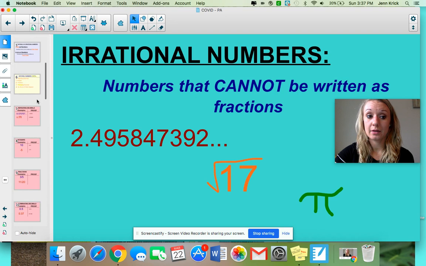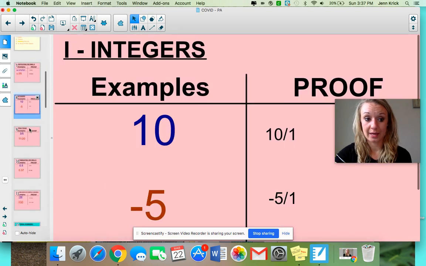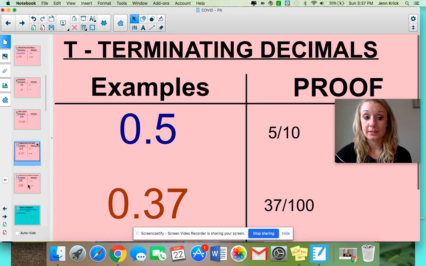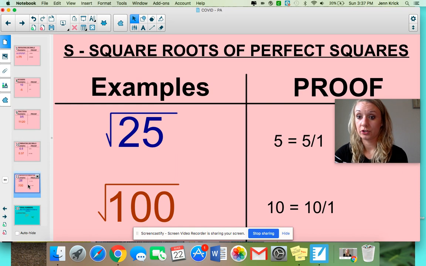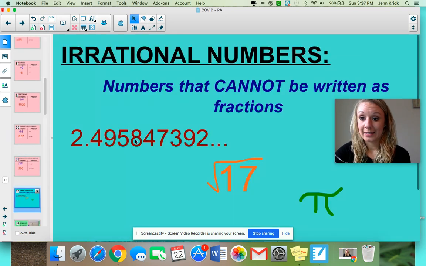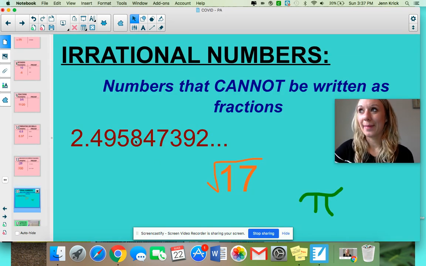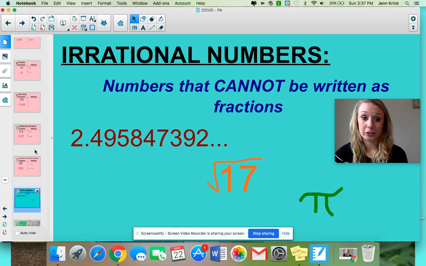So irrational numbers, unlike all of these pink slides over here that we just went through, these can all be written as fractions, therefore they're rational. Numbers like this, though, that I know in class we call them hot mess numbers, they can't be written as fractions, therefore they are irrational.